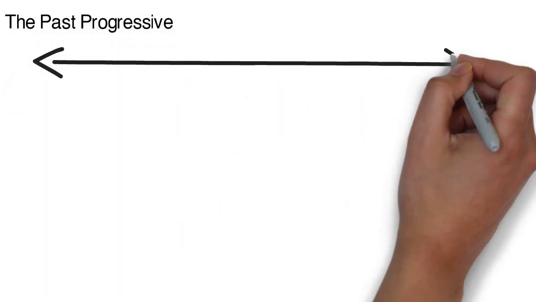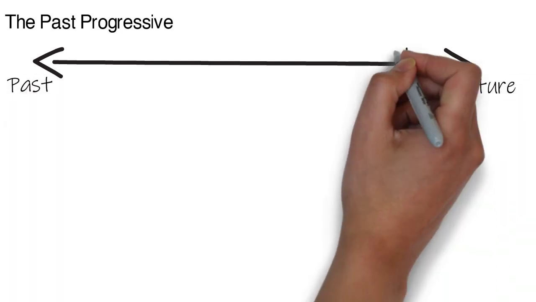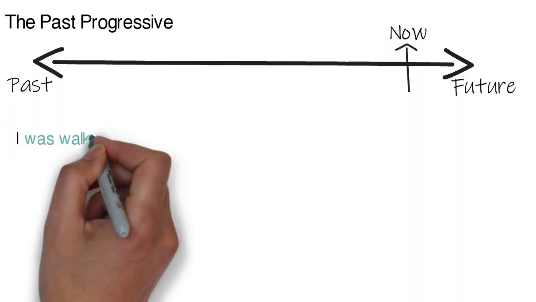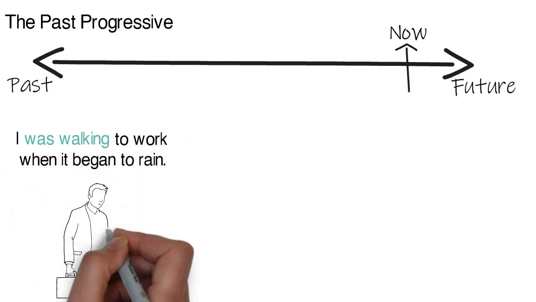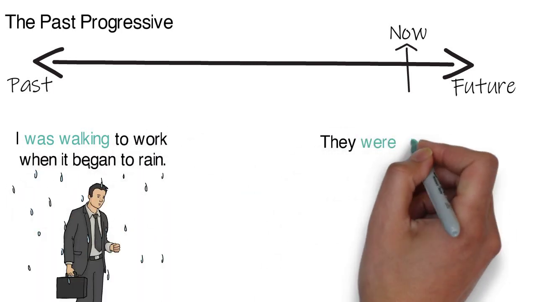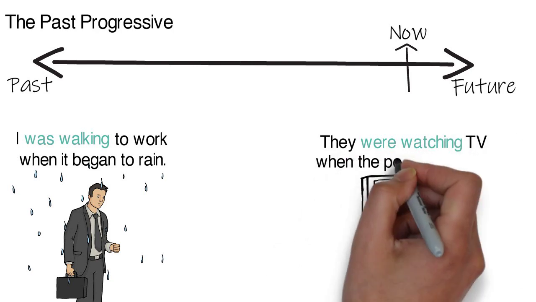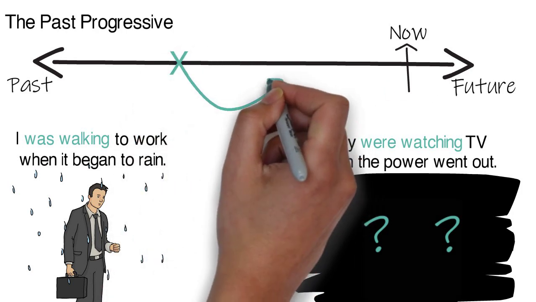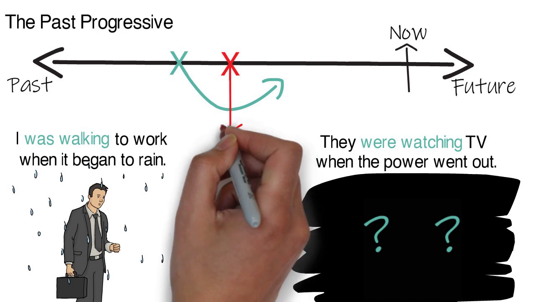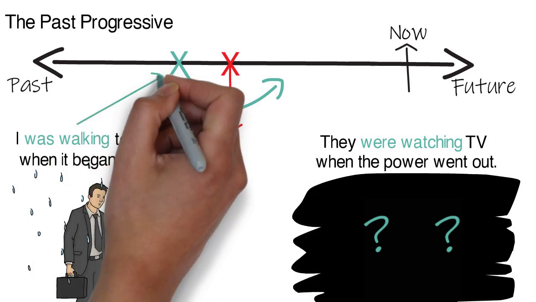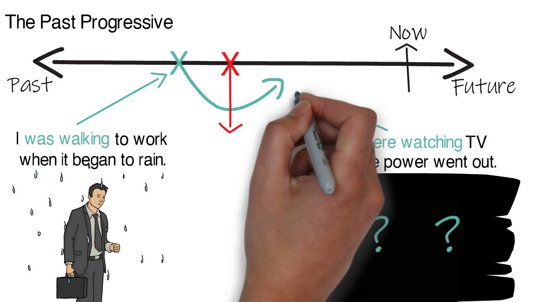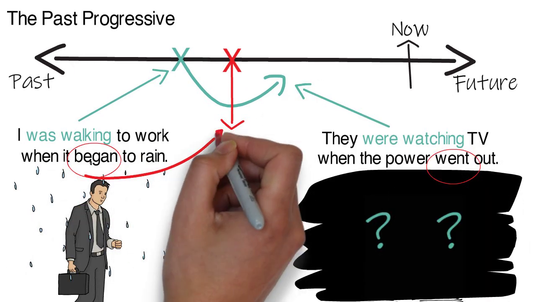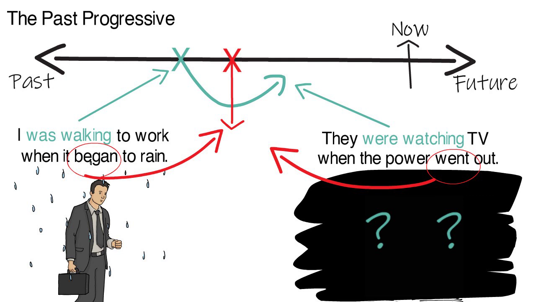Okay, let's move on to past progressive. These are a bit longer as they create a story in the listener or reader's mind. I was walking to work when it began to rain. They were watching TV when the power went out. This tense shows what was happening when something else happened at some time in the middle. In this tense, we use the past progressive for the first action that happens and the simple past tense for the action that interrupts it or happens in the middle.